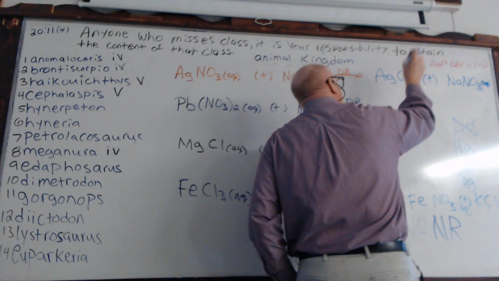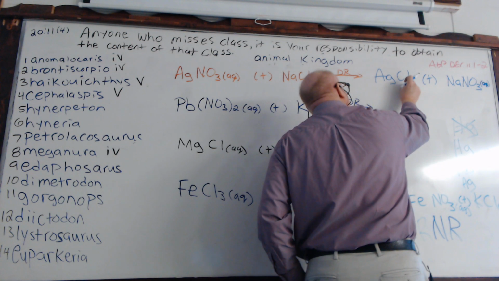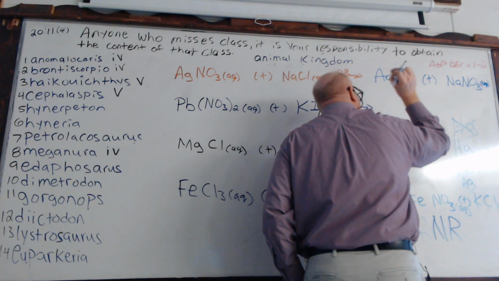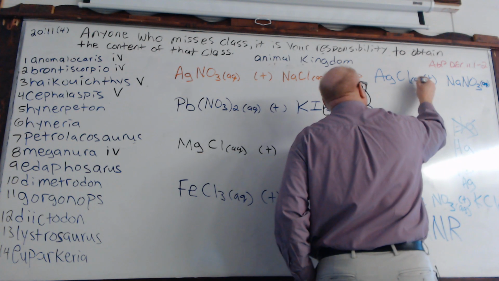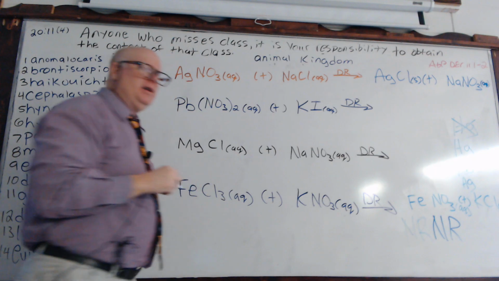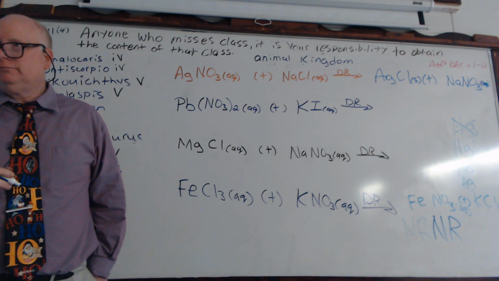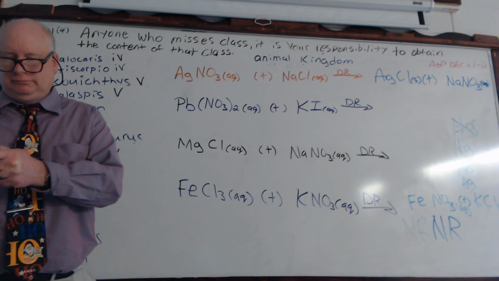Now, don't get ahead of yourself. Are chlorides soluble? Yes. But because silver is bonded to that chlorine, that will precipitate out. Because that's on the periodic table.